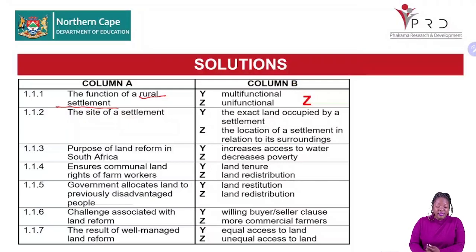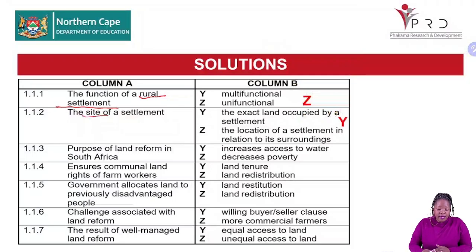Then secondly, the site of a settlement. Remember, these are the questions that fall under the rural settlement. So again, the site of a settlement, looking at our options, we have Y, the exact land occupied by a settlement, and then Z, the location of a settlement in relation to the surroundings. Remember, the key was looking for the site. So the site, we are saying it is Y. Why? Because it's the exact piece of land where a settlement is built.